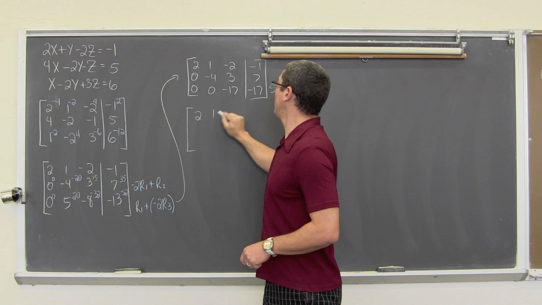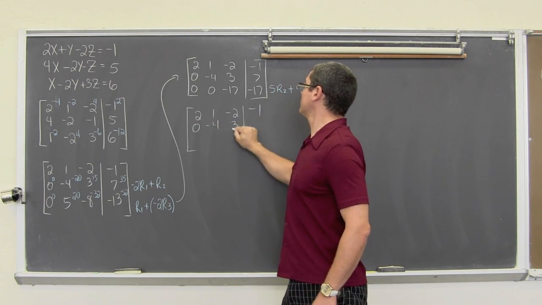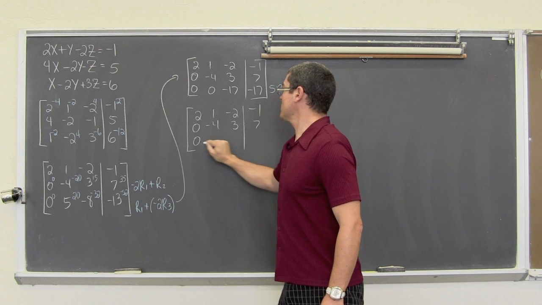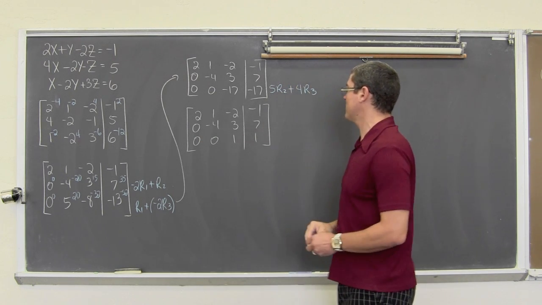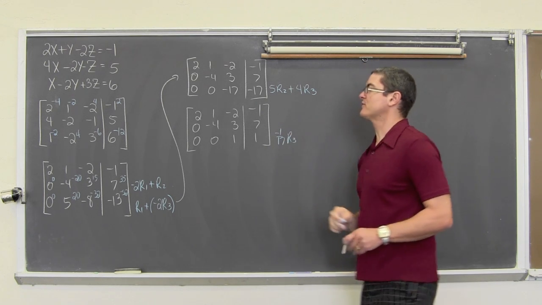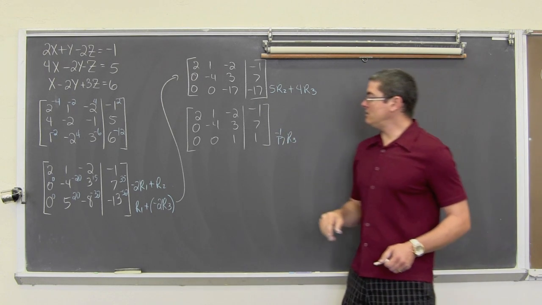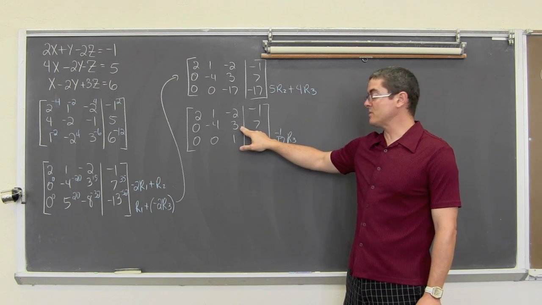So we have 2, 1, negative 2, and negative 1. We have 0, negative 4, 3, and 7. And then we have 0, 0, 1, and 1. And again, that was from doing negative 1/17 times row 3. Now, I would like to make that 3 equal to a 0.